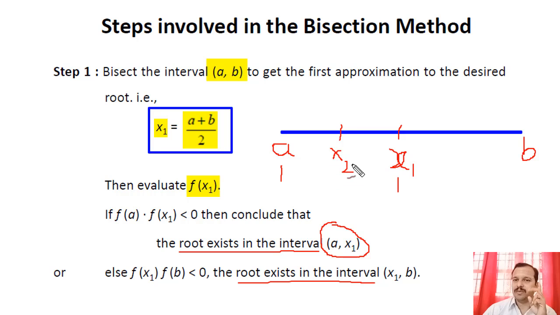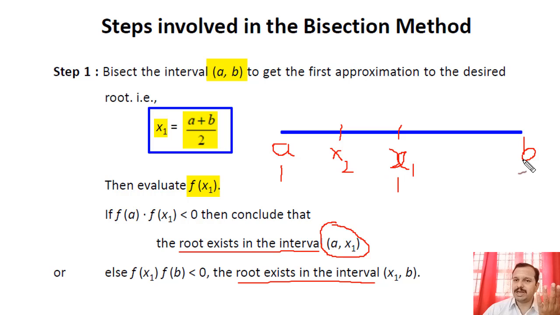If case 1 is valid, that is, the value of f at a and the value of f at x1 are of opposite signs. On the other hand, if it is not true, and f of x1 and f of b are of opposite sign, then we say that the root exists in between x1 and b.